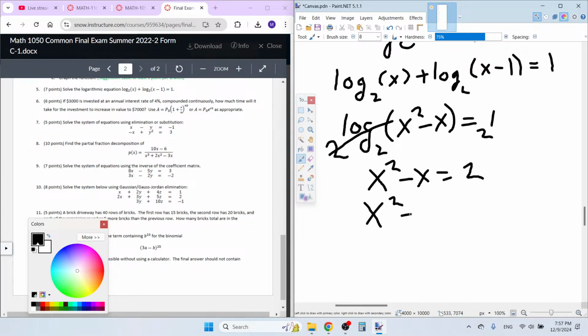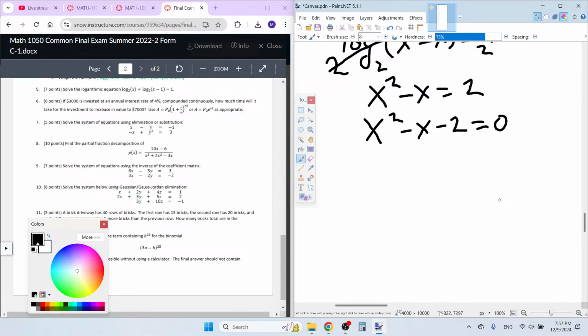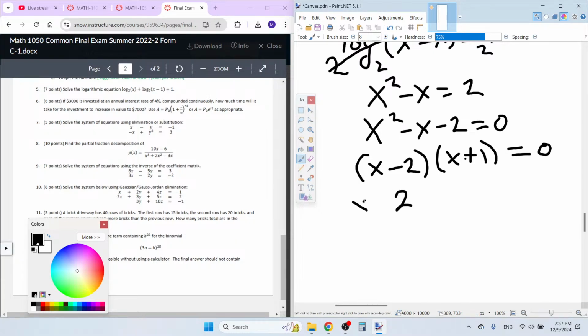Pull that over to the same side. I now have a quadratic. I can solve with the quadratic equation, or if I can factor easily, I can do that. This one does factor easily. We get x minus 2 times x plus 1. So our solutions are 2 or -1.